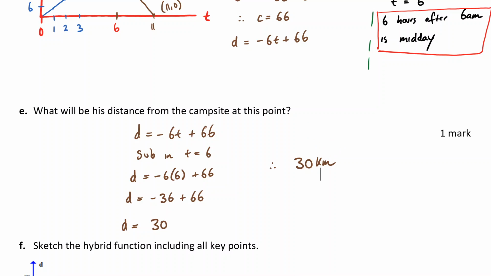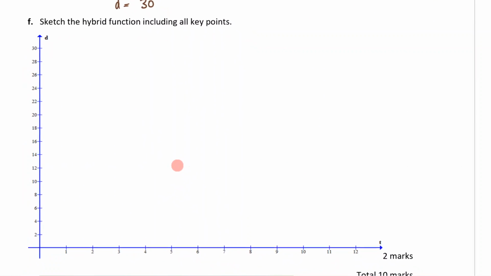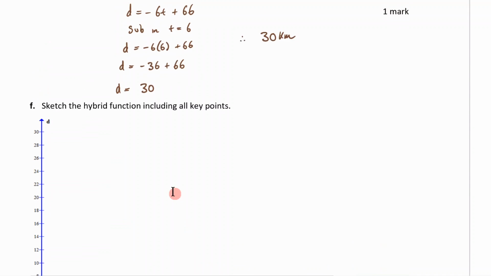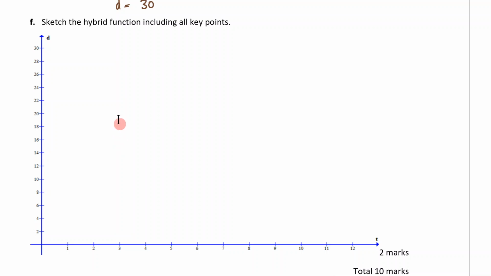Perfect. Now we come to the last thing we have to do here, and we've actually been doing this throughout this whole thing, and that is sketch a hybrid function including all key points. So we've been doing this kind of just messily, just to help us understand what's going on. And now it just wants us to do it formally. So remember, for the first portion of this, we were going up 6 kilometers an hour. So 1, 6, 2, 12, 3, 18. Oh, now, there's no way I'm going to be able to draw a straight line through these. You know what? That was pretty good. And we know that this point right here is going to be 3, 18.